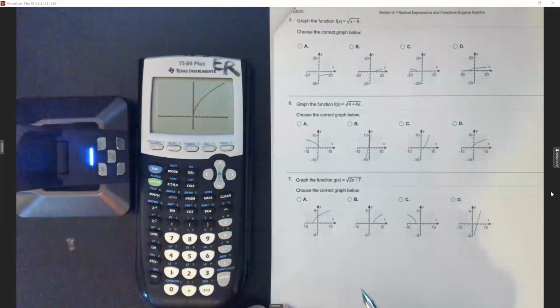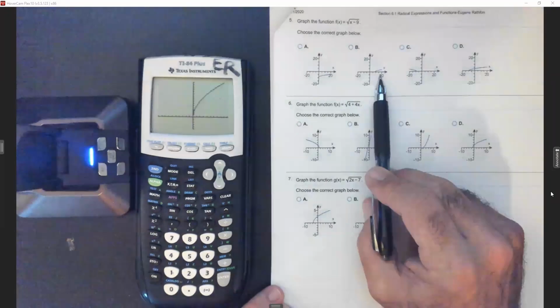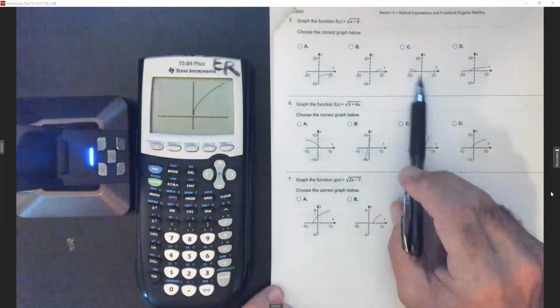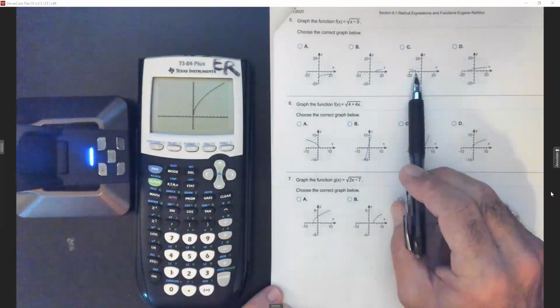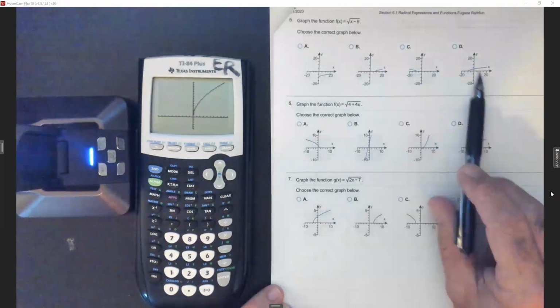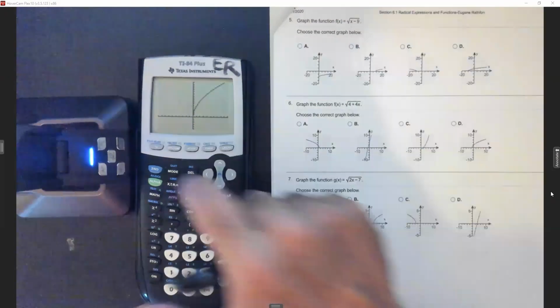So let's see, that looks like they moved it down. This one looks like they moved it right, so that'd be my guess. You know, this one they moved left and somehow flipped it. And then D looks like it moved left. So let's go to y equals. Clear that.